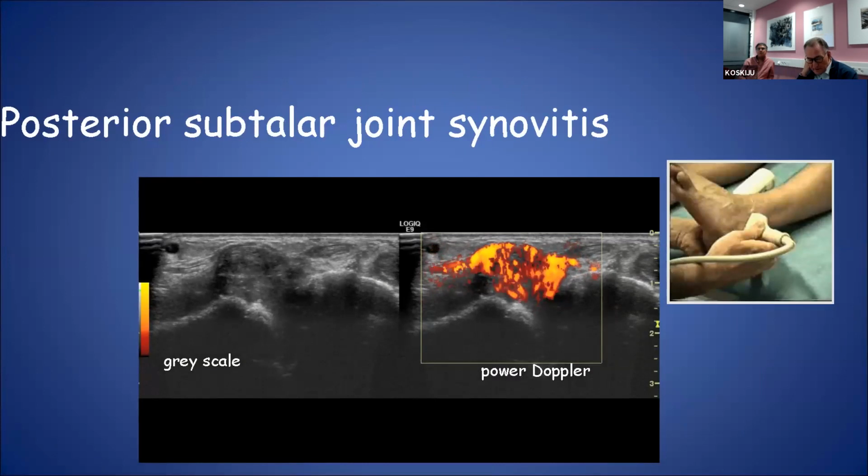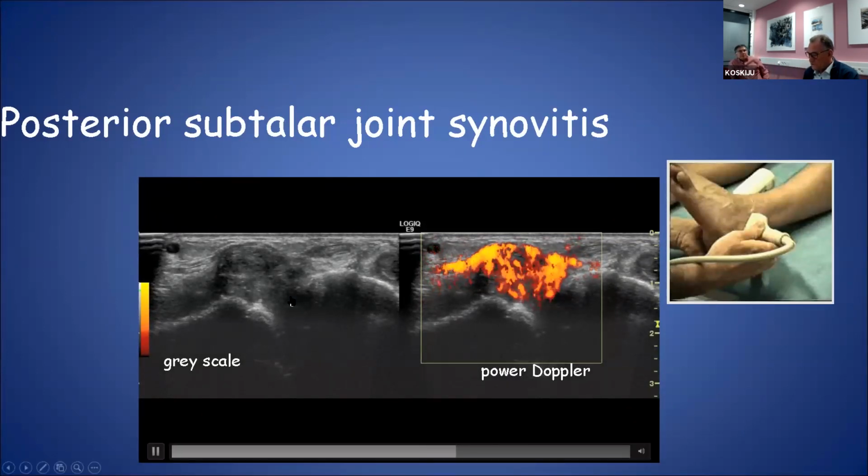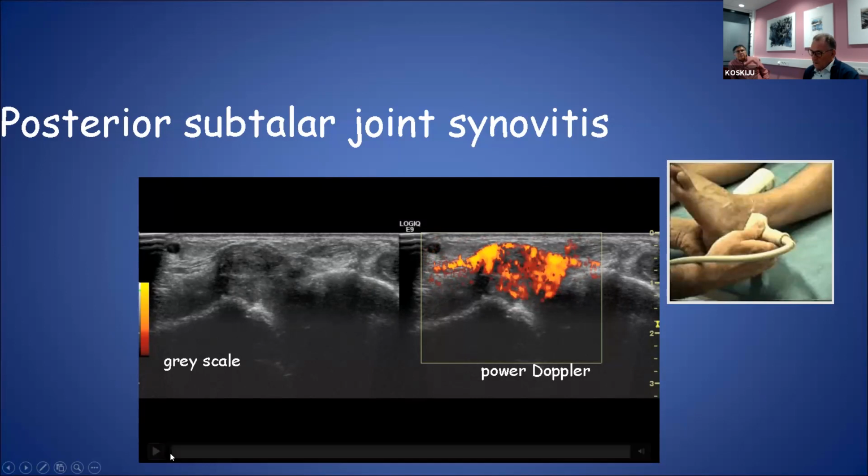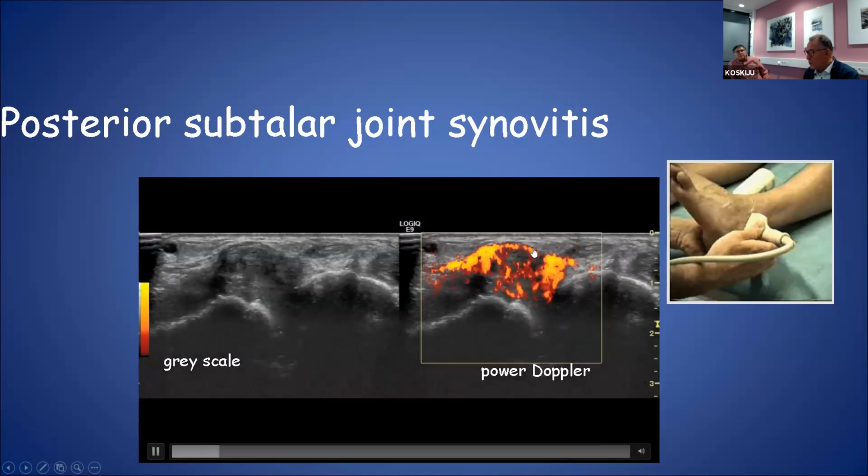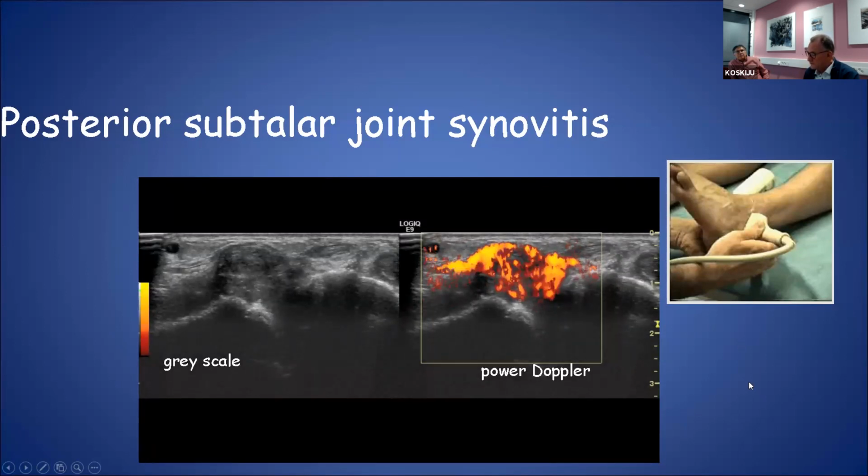Posterior subtalar joint synovitis. There is bulging of echogenic material out of the joint. The joint is here, and with grayscale, you can suspect this is synovitis. And if you put the Doppler mode on, you can clearly see that this is synovitis.